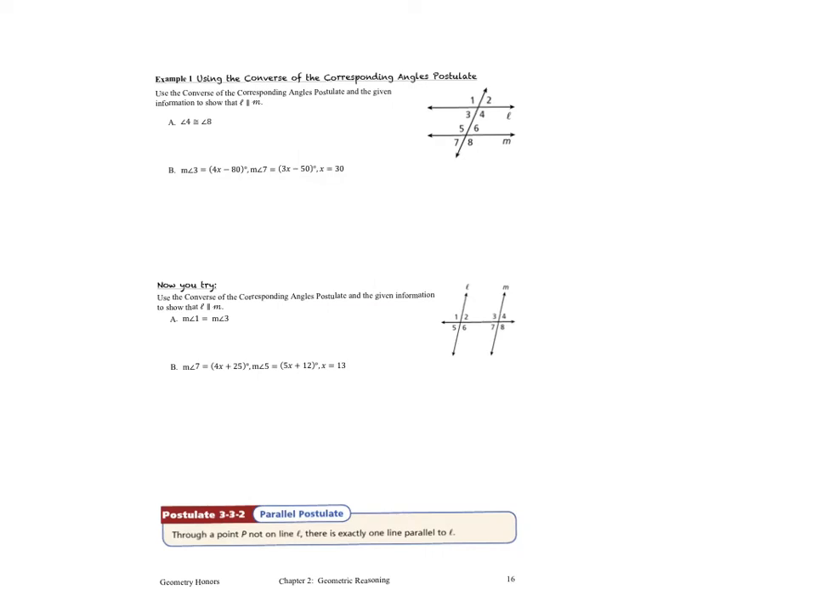Okay, use the converse of the corresponding angles postulate and the given information to show that L is parallel to M. So it says angle 4 is congruent to angle 8. Well, I'm looking at my image and I'm marking that up. Those are corresponding angles. So since the corresponding angles are congruent, then line L is parallel to M by the converse of the corresponding angles postulate.